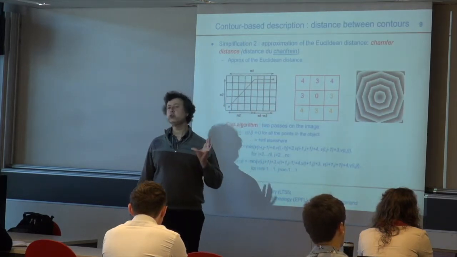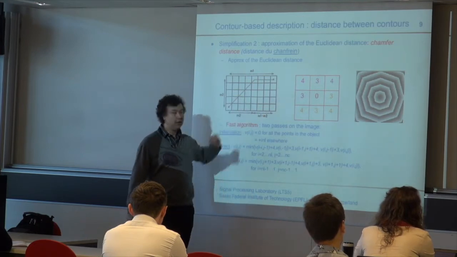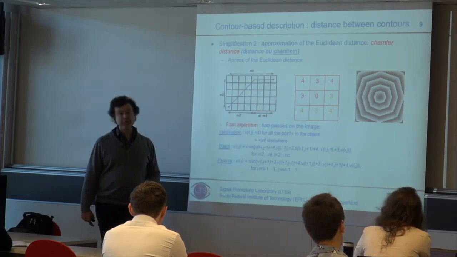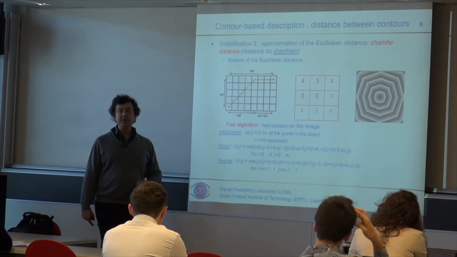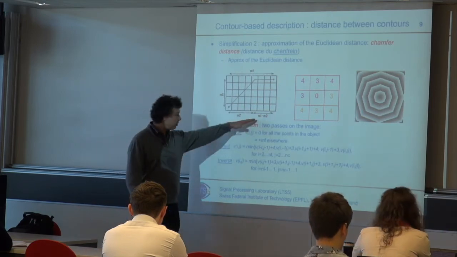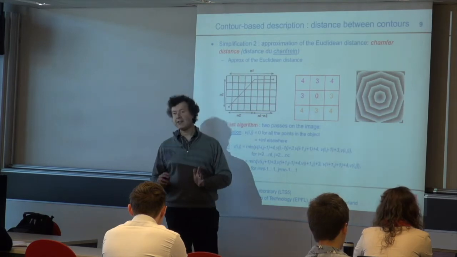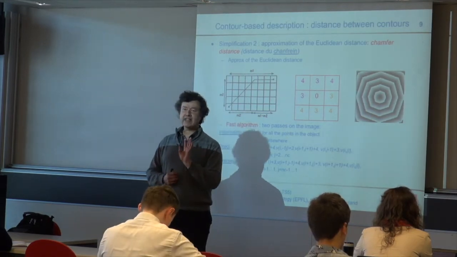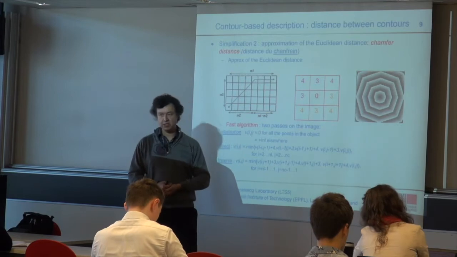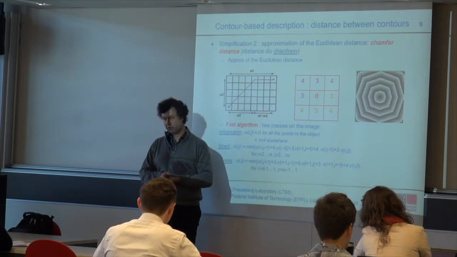And this is a kind of a superstar algorithm in computer vision, the chamfer distance. What is it? It's actually an algorithm, pretty simple, to calculate the distance map very efficiently. Okay, it calculates an approximation of a distance map, but still it's pretty efficient.